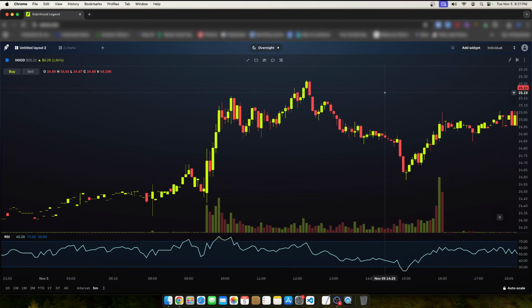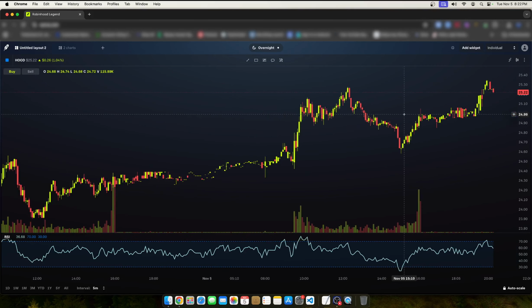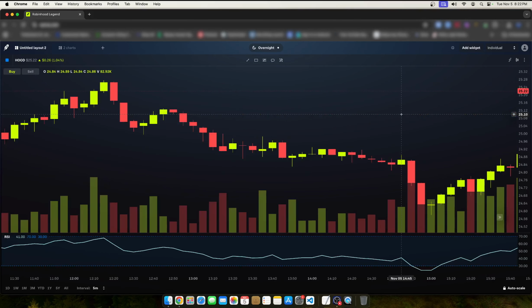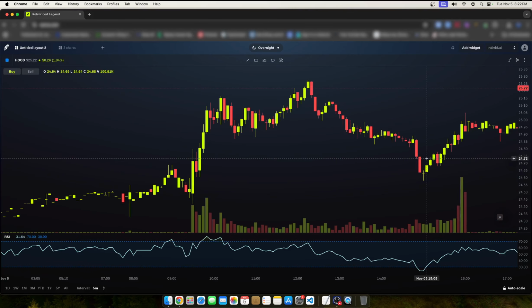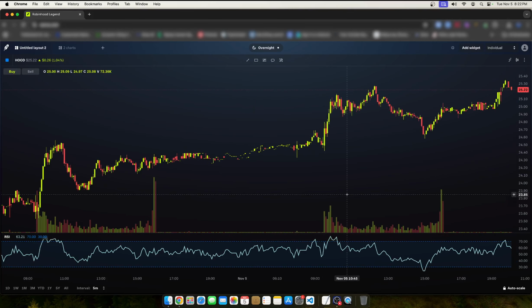Nothing too crazy. But if I have my mouse here and I zoom in, using the scroll wheel, notice what happens. The bars become thicker and larger. When I zoom out, the bars become smaller and I see more of the chart.